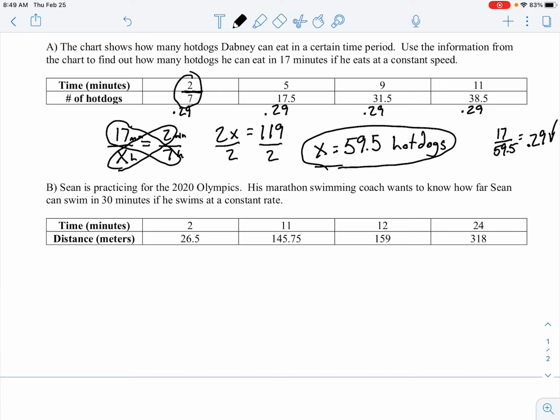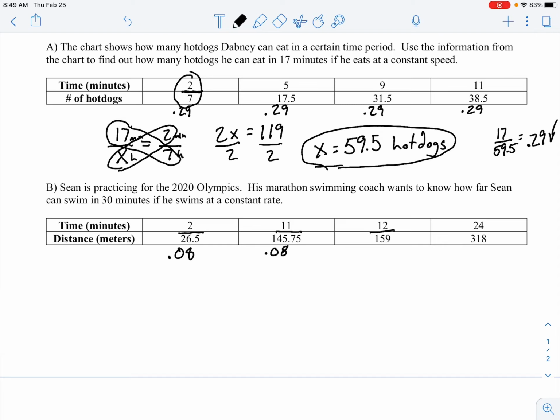So what I'm going to do, just real quick, is double check these. I'm going to divide 2 by 26.5. We get 0.0754, etc. So I'm just going to round this to 0.08. 11 divided by 145.75 is going to give us 0.0754, etc. So same decimal, 0.08. Once we get past a few, we can start to trust it, but you never know, so just double check.